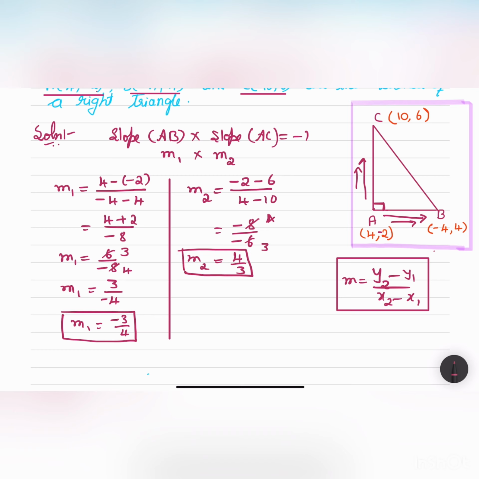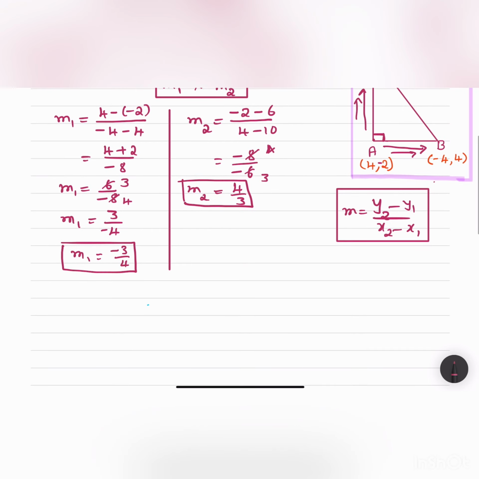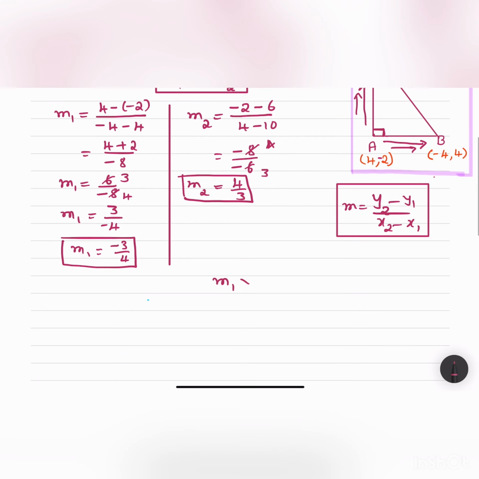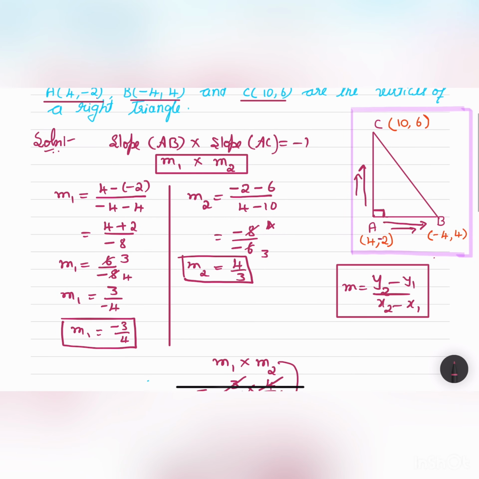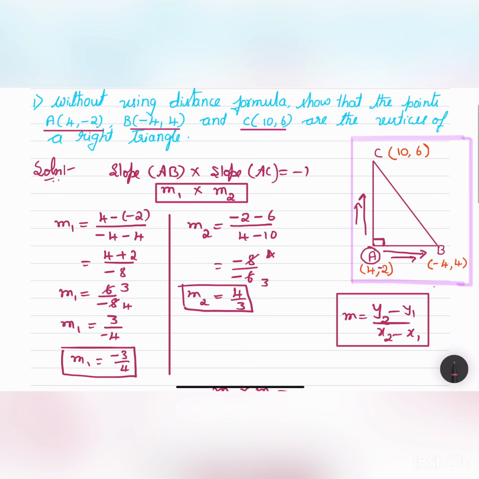Let us find out m1 into m2, and are we going to get minus 1 or not? Let us check that. m1 into m2 is equal to minus 3 by 4 into 4 by 3. So 4 and 4 will cancel, 3 and 3 will cancel, and we are getting minus 1. Therefore, m1 into m2 is equal to minus 1. Hence, these vertices A, B and C are the vertices of a right angle triangle.